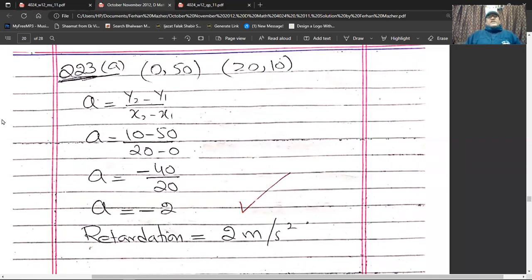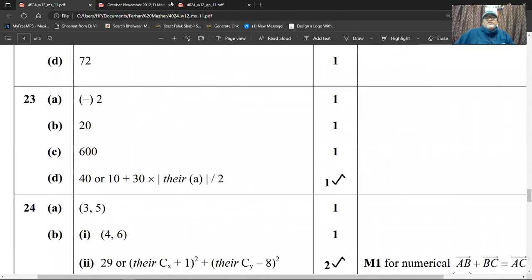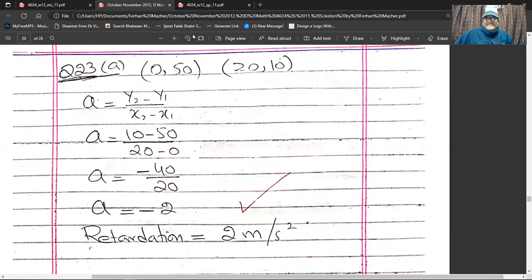So (10 minus 50) divided by (20 minus 0) will be minus 40 by 20, and that will be minus 2. So the acceleration is minus 2. Minus is because the speed is slowing down. That means it's a retardation. So the retardation will be 2 meters per second squared. When you use the word retardation in the final answer, you do not write negative, because retardation means negative. 2 meters per second squared. Question number 23, the answer is right. I hope you understand.